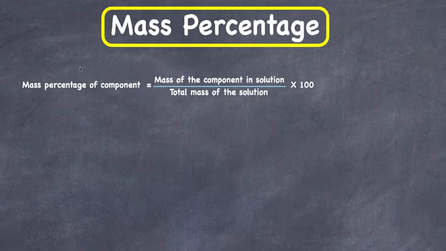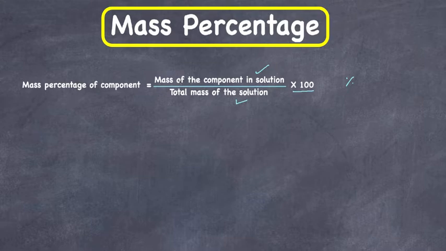Hello everyone, in this video I'm gonna go over units of concentration of a solution, and one of them is known as mass percentage. So mass percentage of a component in a given solution is the mass of the component per 100 gram of solution, or mathematically it can be written as mass of the component in solution divided by total mass of the solution. And we need to multiply it by 100 because the end result is a percent.